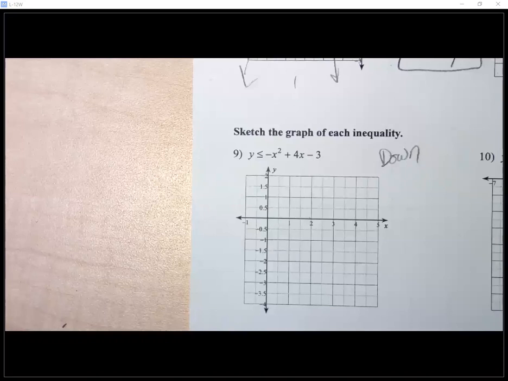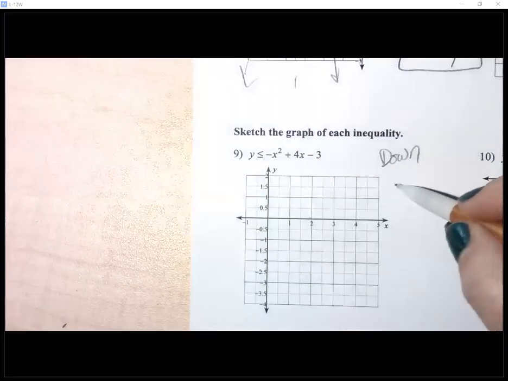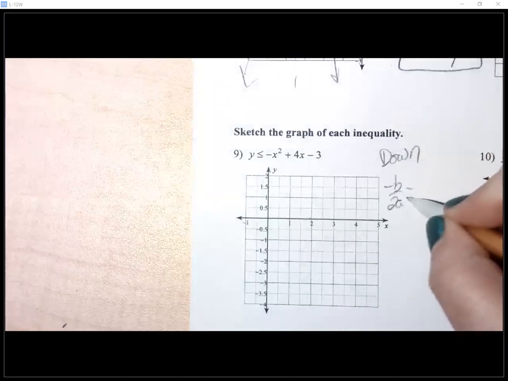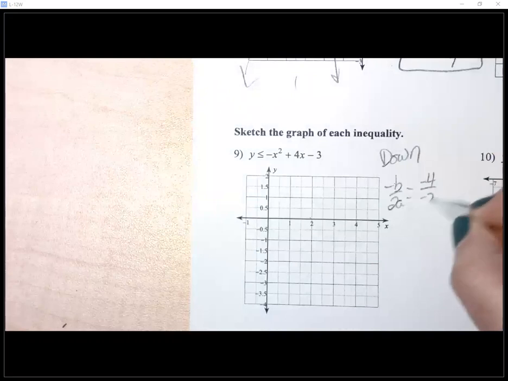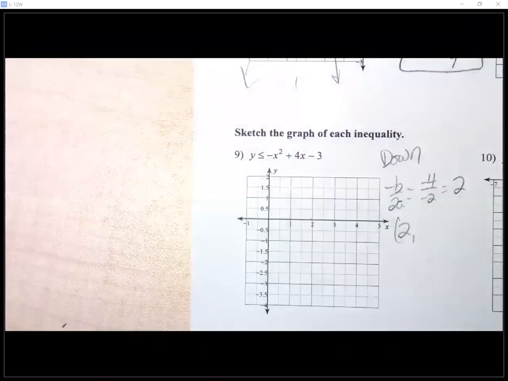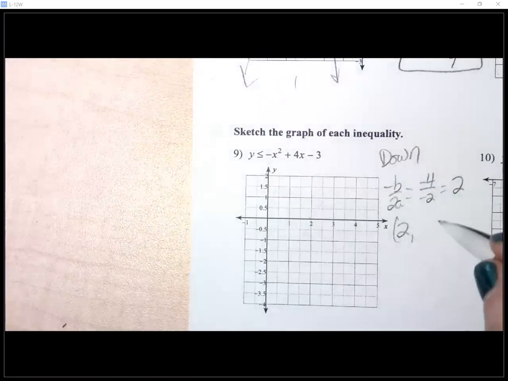Okay, got an answer? Where's your vertex? That sounds right to me. Did everybody get 2, 1? Negative b over 2a will get me negative 4 over negative 2, so it's a positive 2. Plug it back in. Oh, yes, actually. I wonder if anybody got, I think it's 9. Did anybody get 9 as the y coordinate? If you got 9, you did not evaluate correctly. Let me show you why.